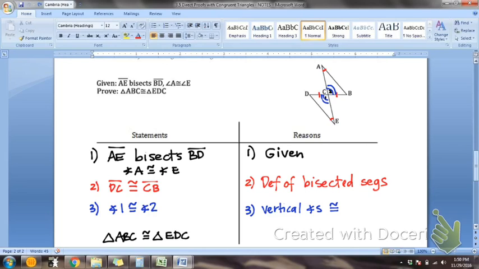Patrick, is this enough information to say that my triangles are congruent? Yep. By which postulate? Side, angle, angle, which is the same thing as angle, angle, side. So we will say angle, angle, side, congruency. So then I will say that this is step number 4. Angle, angle, side, congruency.